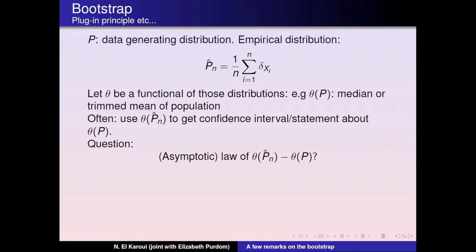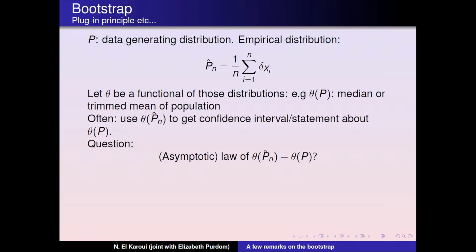The big question in some sense is when does it work? So let's do this a little bit more formally. We have a data generating distribution P. What we get to see is an empirical distribution that puts mass 1 over n at each of the observations. We might look at our parameter as a function of the population distribution, so theta of P.